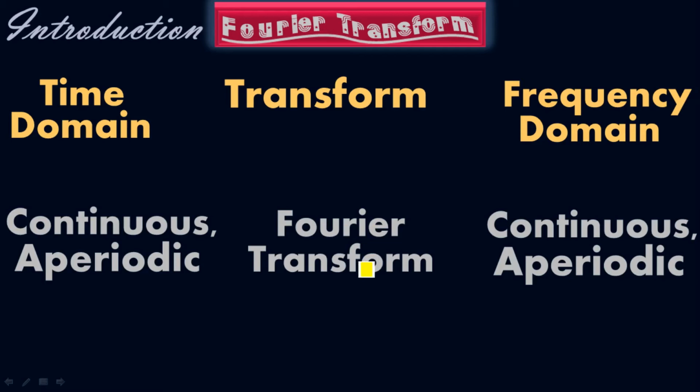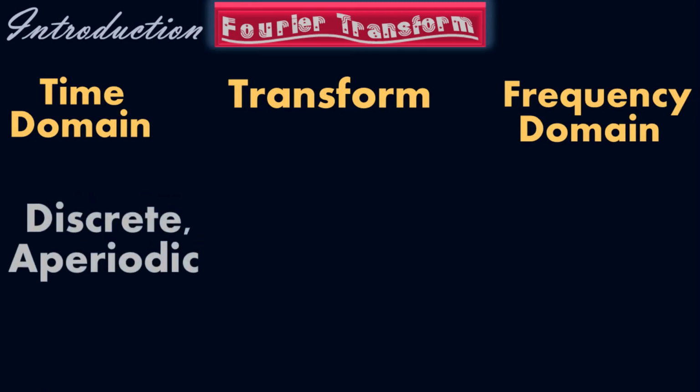Look, we are using the simple Fourier transform. We are not talking about discrete time or fast Fourier transform. We are only talking about the simple Fourier transform. By using it, we get a continuous and non-periodic signal in frequency domain as well. The signal is continuous and aperiodic in time domain, and we get the same form of the signal, continuous and aperiodic, in frequency domain.